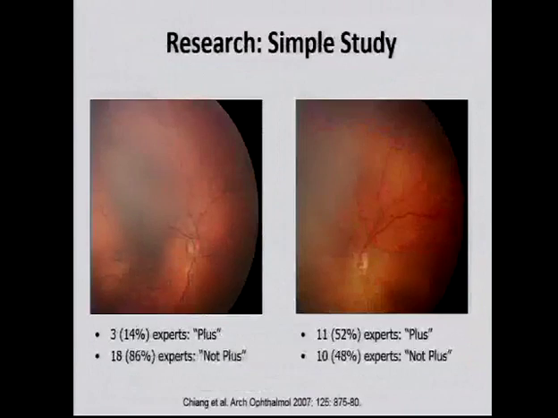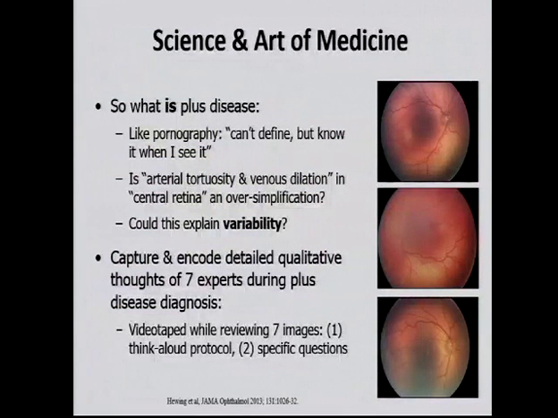And so we designed some really, really simple studies, which is basically putting images on the web, inviting experts from around the world to log in and enter their diagnosis: plus, pre-plus, or normal. And this one, a little bit of tortuosity, a little bit of dilation, 15% plus, 85% not plus. This one's split 50-50. And there are examples like this all over that we have where the experts themselves don't really agree. And so this is where I want to get into this science and art of medicine.